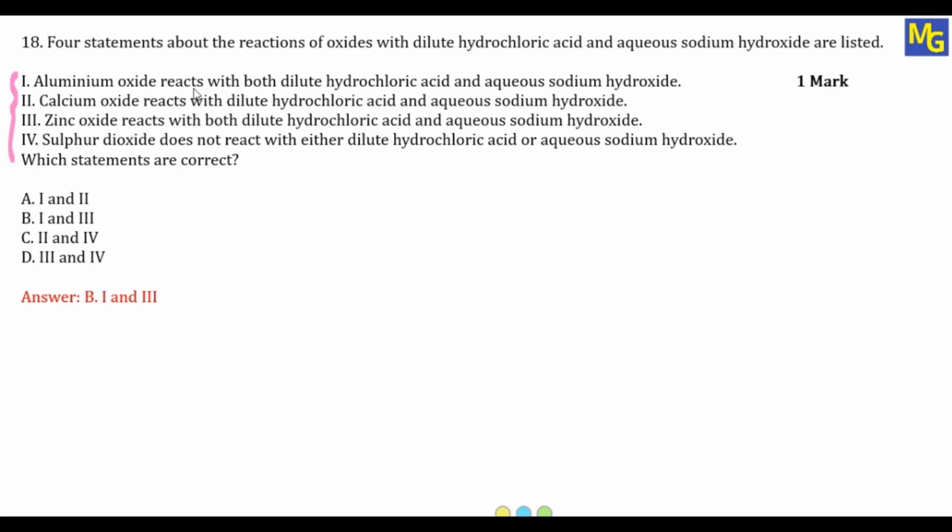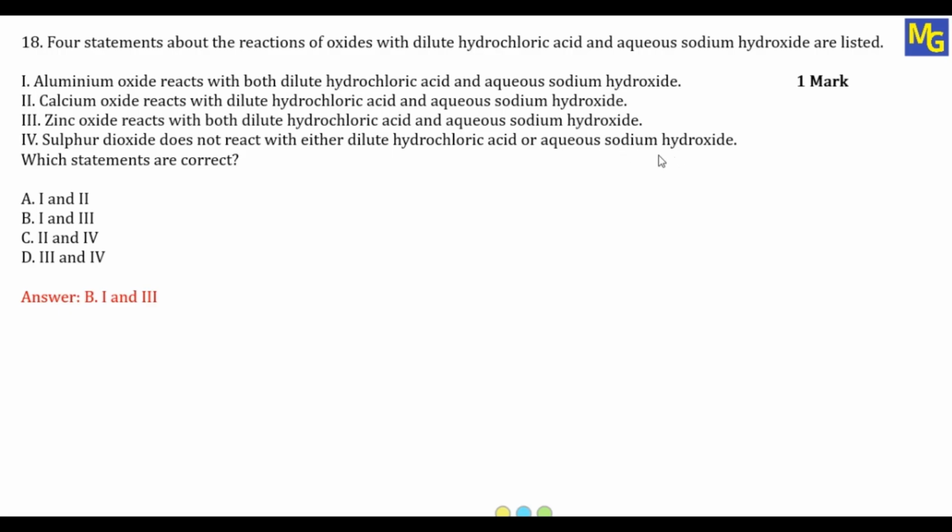Statement 1: aluminium oxide reacts with both dilute hydrochloric acid and aqueous sodium hydroxide. Second statement: calcium oxide reacts with dilute hydrochloric acid and aqueous sodium hydroxide. Third statement: zinc oxide reacts with both dilute hydrochloric acid and aqueous sodium hydroxide. And the fourth statement: sulfur dioxide does not react with either dilute hydrochloric acid or aqueous sodium hydroxide.